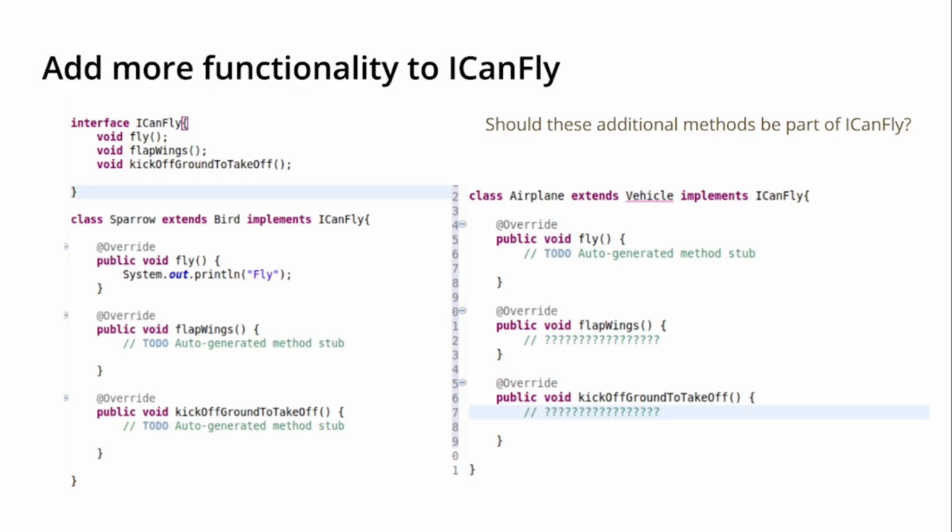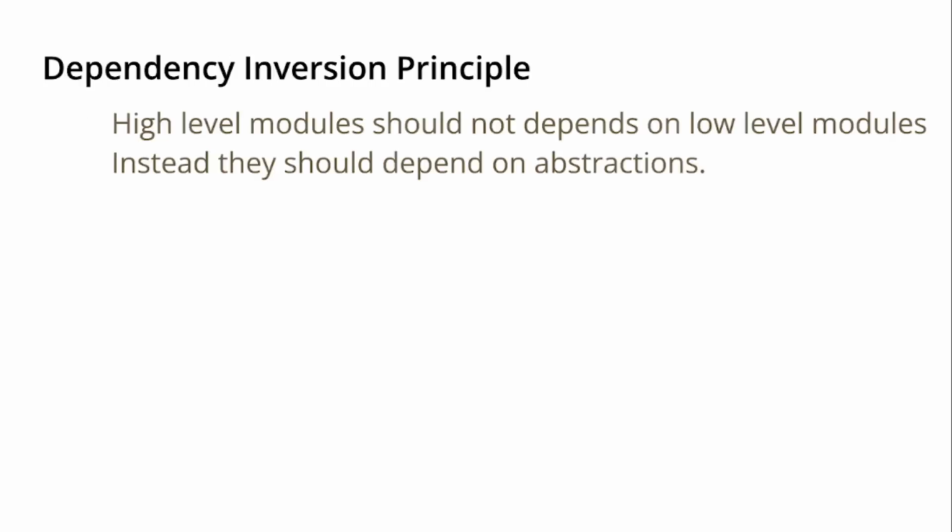Okay, so this is the interface segregation principle. Moving to last, the dependency inversion principle, which states that higher level modules should not depend on lower level modules. Instead, they should depend on abstraction. So we'll not discuss the definition now. Let's first see some example and then we'll come back here again.